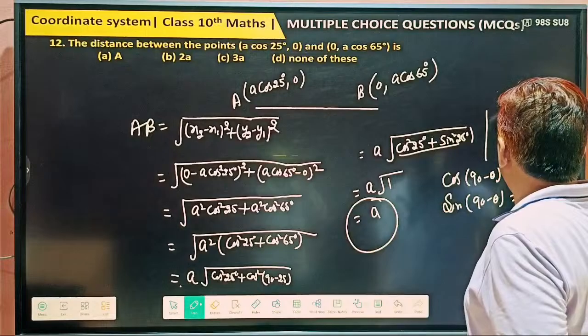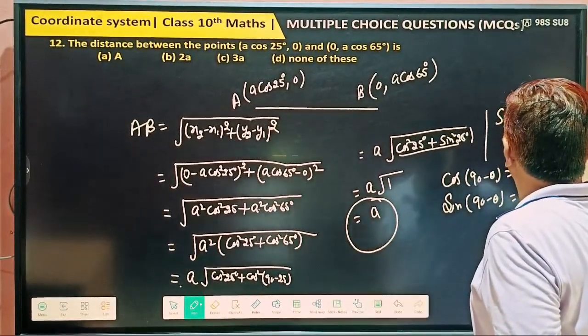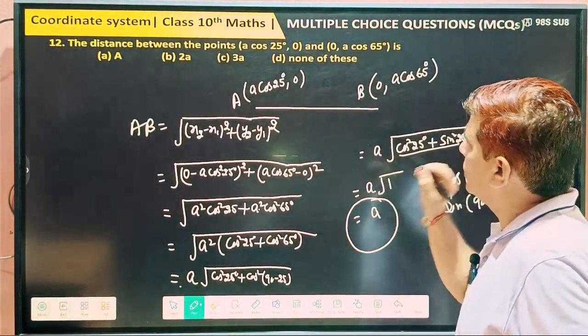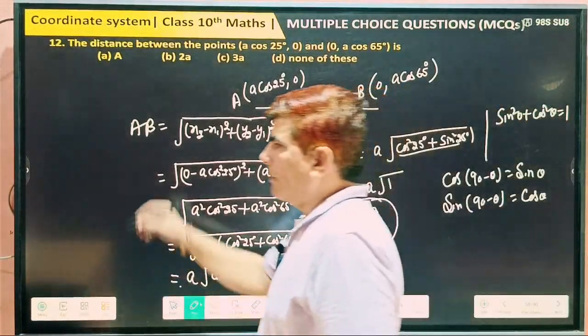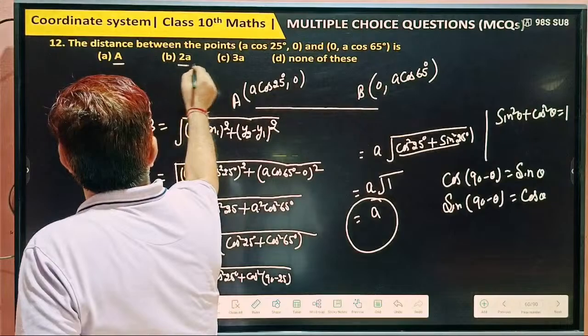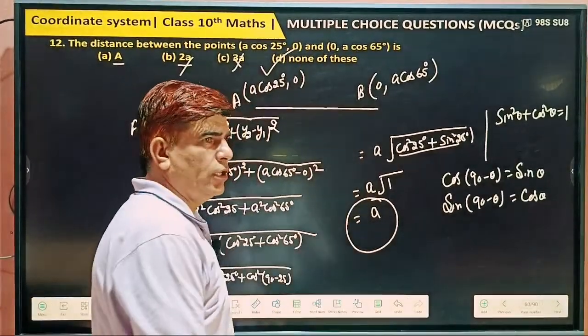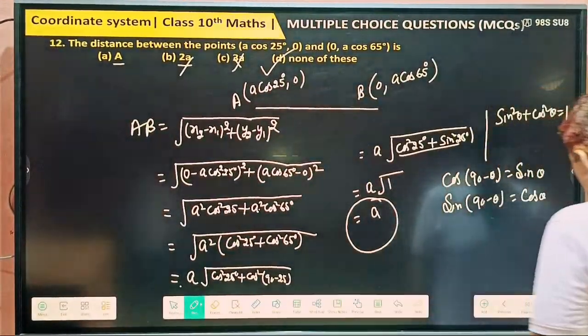Why? Because sin square theta plus cos square theta is equal to 1. So this becomes equal to 1. Root of 1 is 1, and 1 into A is A. Is the answer A anywhere? Here, this is given as capital A. This is not. So what's our answer? None of these.